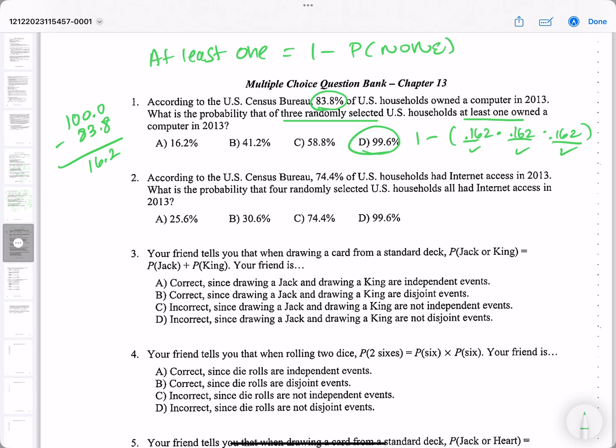Number 2, according to the U.S. Census Bureau, 74.4% of the households had internet access. What's the probability that 4 randomly chosen households all had internet access? So that's going to be 1, 2, 3, 4, and you're going to put 74.4% times 74.4% times 74.4% times 74.4%. And that is going to be 30.6%.